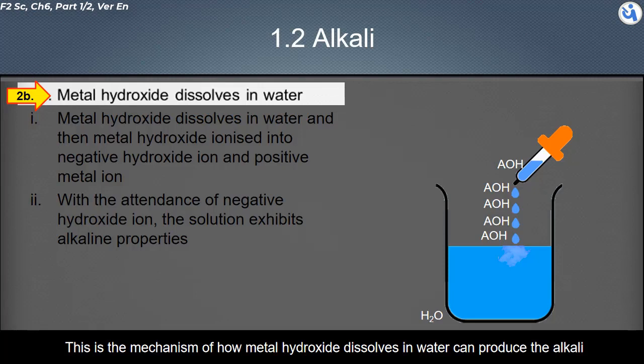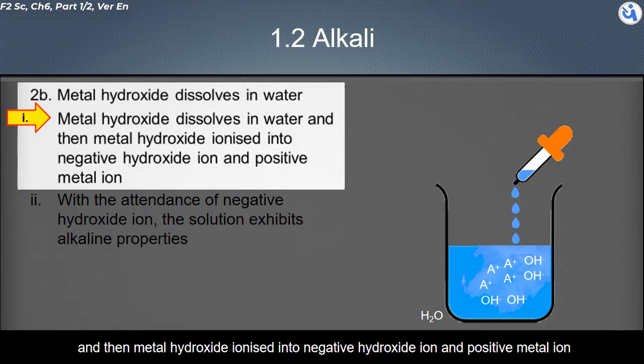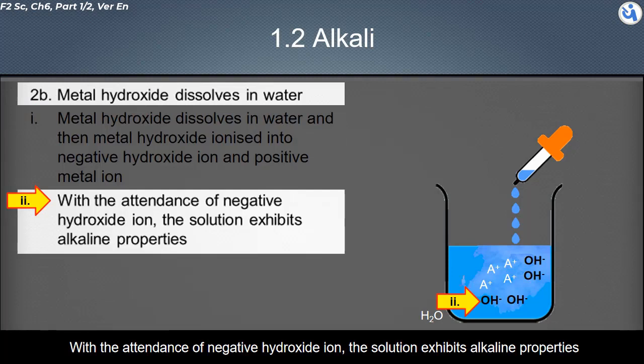This is the mechanism of how metal hydroxide dissolving in water can produce the alkali. Metal hydroxide dissolves in water, and then metal hydroxide ionizes into negative hydroxide ion and positive metal ion. With the presence of negative hydroxide ion, the solution exhibits alkaline properties.